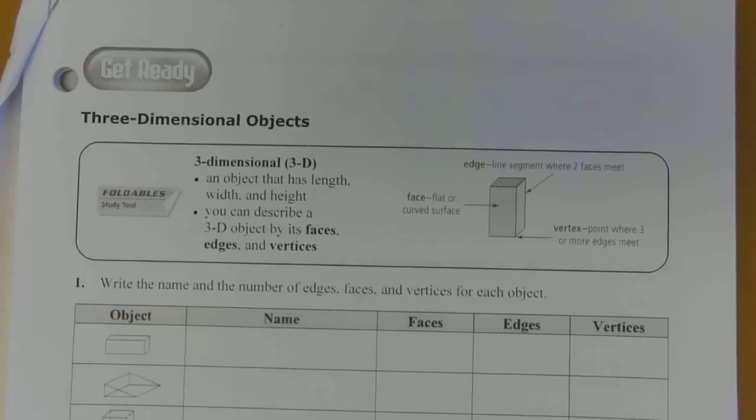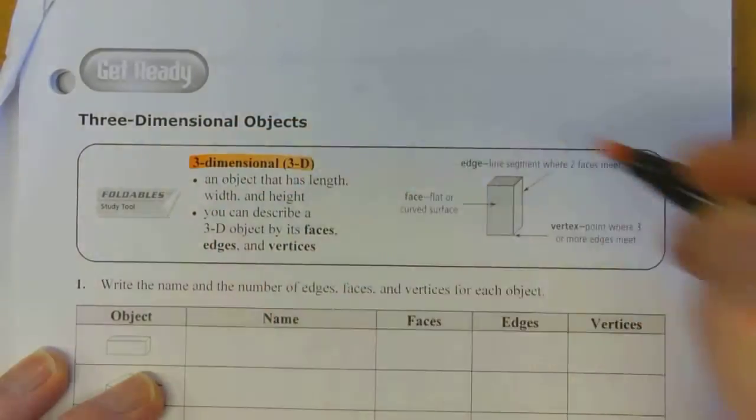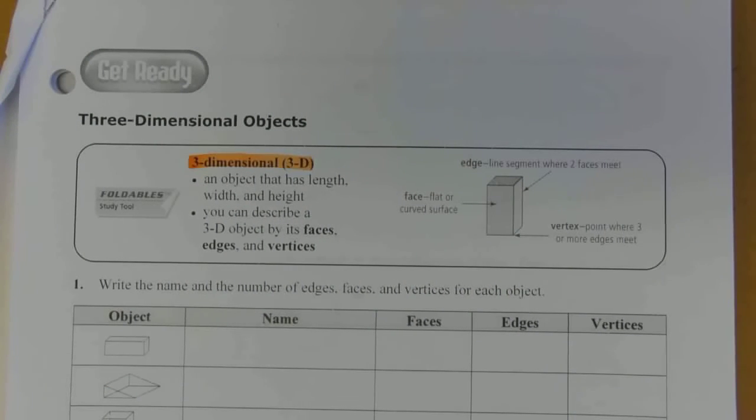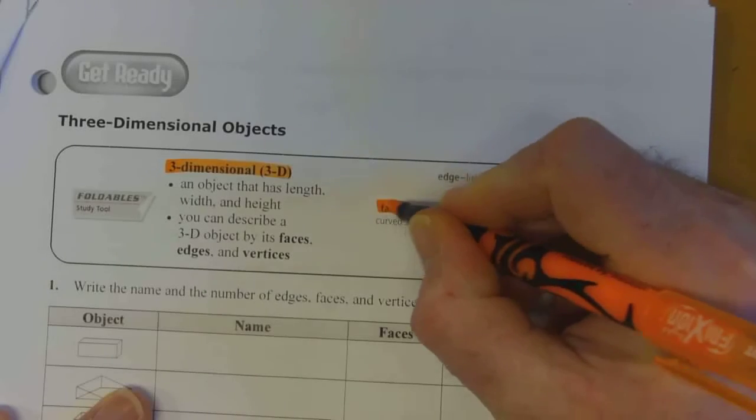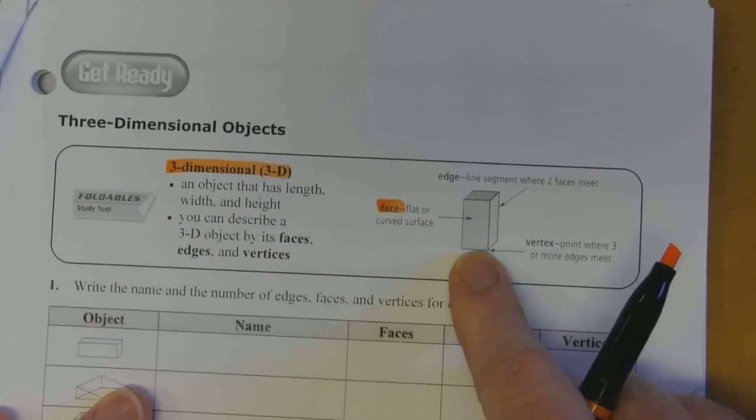Three-dimensional objects. We're starting off, we need to know what a three-dimensional object actually is. It is an object that has length, width, and height. So each one of those is its own dimension, so that's why there's 3 dimensions. You can describe a 3D object by its faces, which a face is a flat or curved surface.